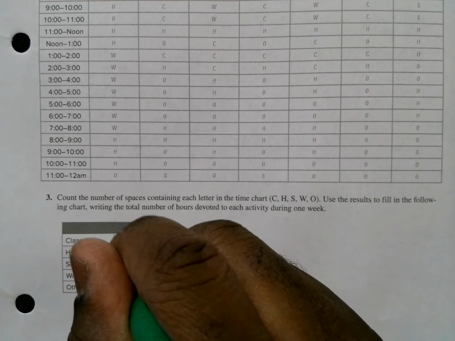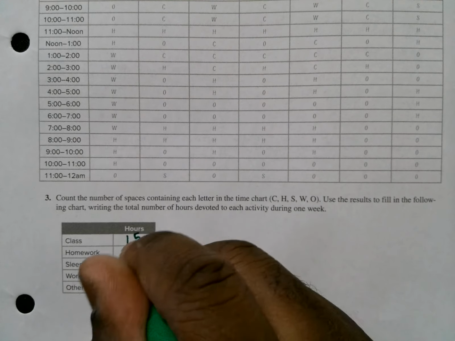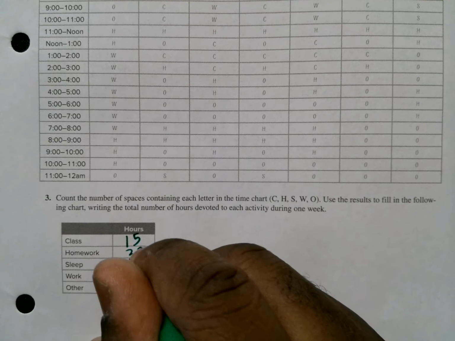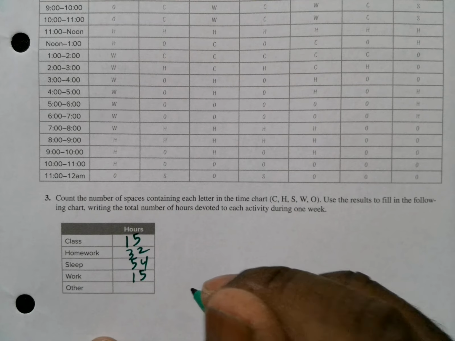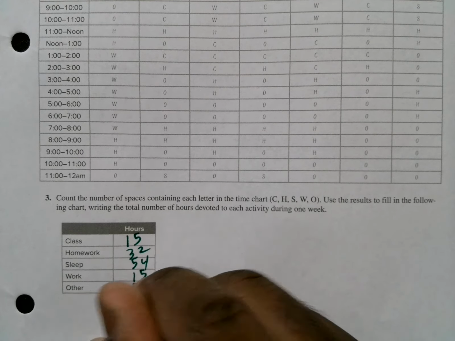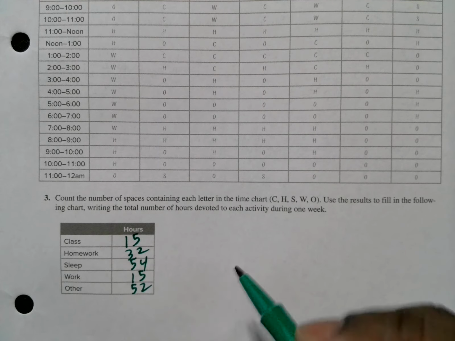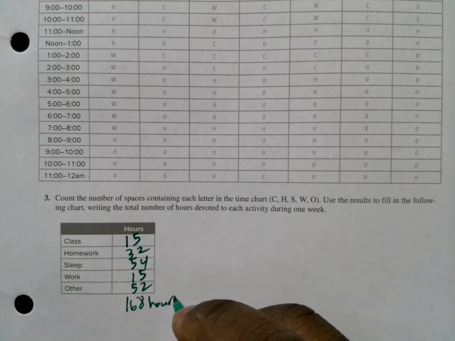Class time, it'll be 15 hours. The homework is 32 hours. Sleep is 54 hours. Work is 15 hours. And other is 52 hours. So if you add all of these up, it will end up giving you 168 hours for the week.